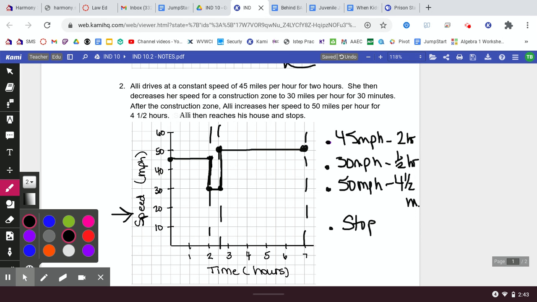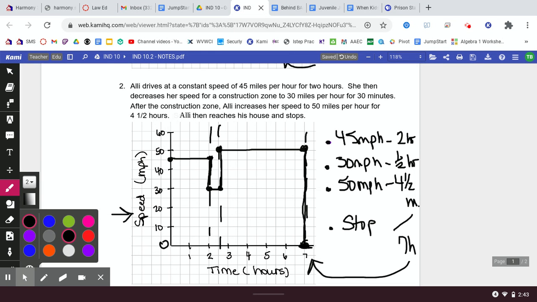And then it says when she gets home, she stops. No gradual change, so we're just going to go a hard line down to our stop and put a point at our stop. And again, check your total time. 2 hours plus a half hour plus 4.5 hours equals 7 hours. Our graph stops at the 7, so we're good. Okay, we started at 45 miles an hour. We ended at a stop. Our graph starts up at 45 and it ends at 0, which on a speed graph is your stop.